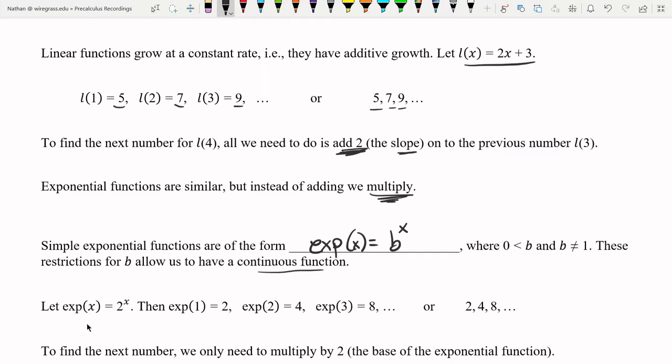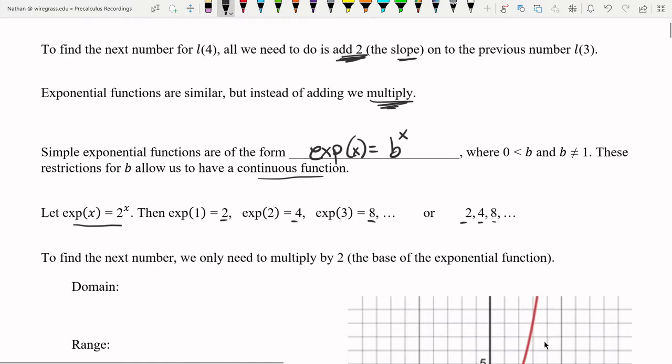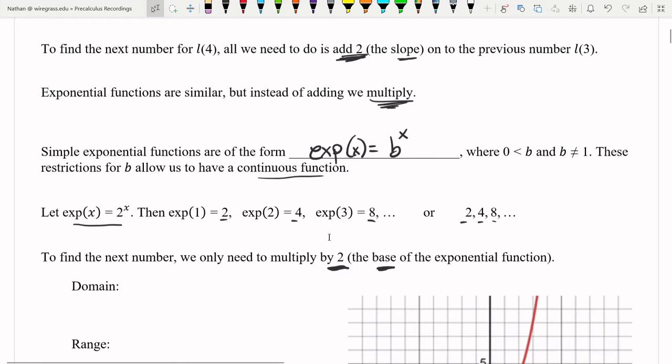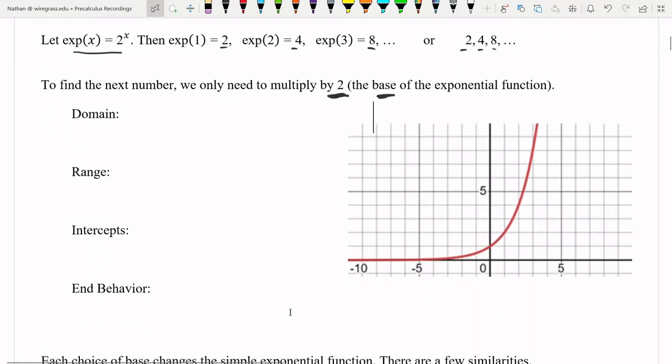Now, let's look at this exponential function here, where b equals 2. So 2 to the power of x, we plug 1 into there, we get 2 to the power of 1, that's just 2. Plug 2 in, we get 2 to the power of 2, that's 4. Plug 3 in, 2 to the power of 3 is 2 times 2 times 2, so that's 8. You get 2, 4, 8. Next one would be 16, and then 32, 64, 128, 256, and so on. To find the next number, all we have to do is multiply by 2, and that is the base of the exponential function. So the basic exponential function, b to the power of x, is this graph here.